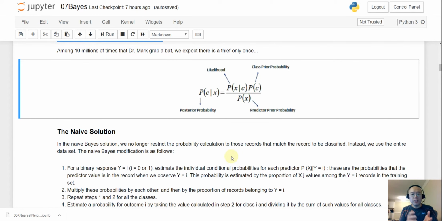So this is the introduction of the Bayes theorem, and this is the theoretical part. I will see you in the next video.